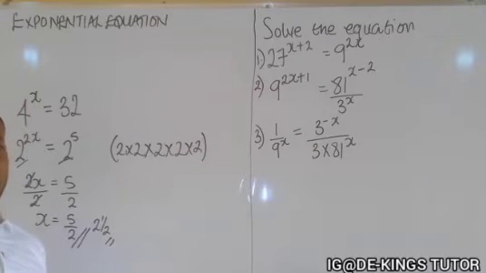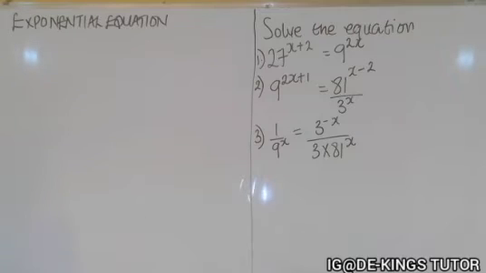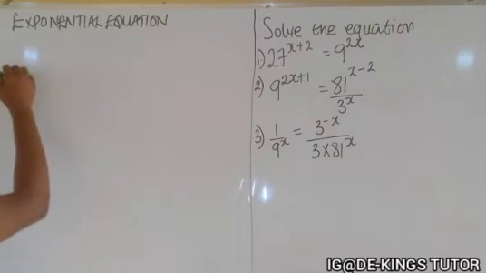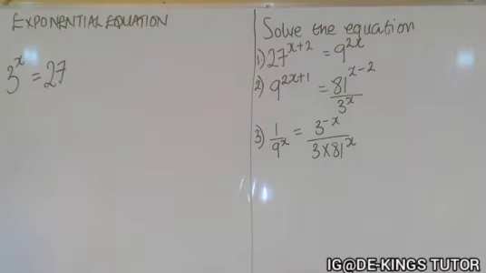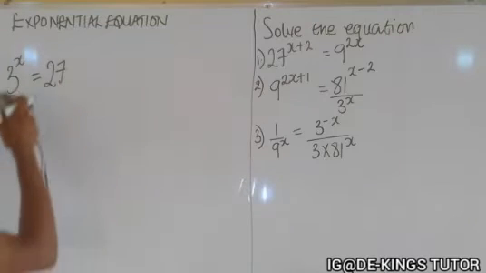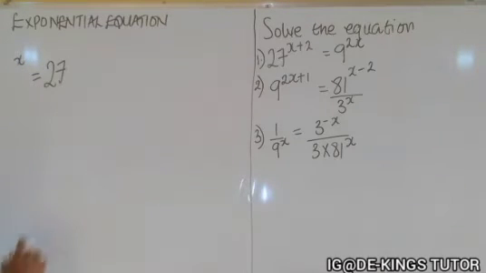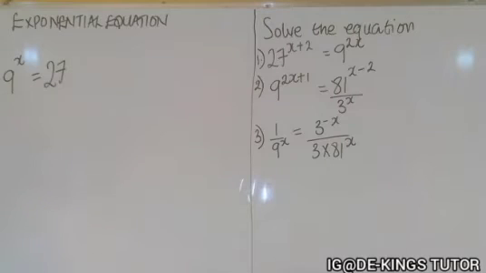This is one of the topics that comes out in external exams also. Now, if we are asked to solve another question, let's say for instance, solve 3^x equals 27, the same way, we are going to look at a situation where we can express this. Let me use, for instance, 9^x equals 27. We're going to express this in such a way that they are at the same base.